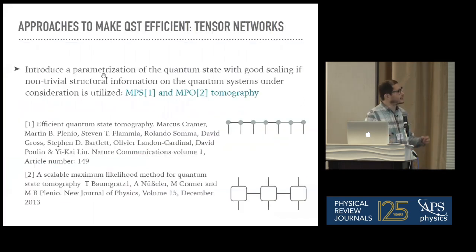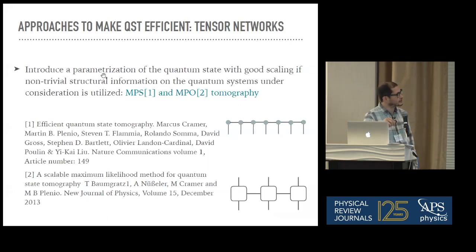But there are approaches to make quantum state tomography or quantum state reconstruction efficient. The main idea when you try to do that is that you introduce a parametrization of the quantum state that scales well with the size of the system, but that has interesting structural information. Okay, so we need to introduce some structure into the problem, and so we pay a price in the generality of the approach, but we can still handle a large set of interesting states that we care about, right?